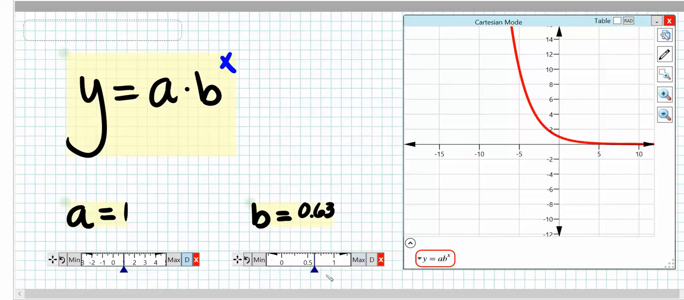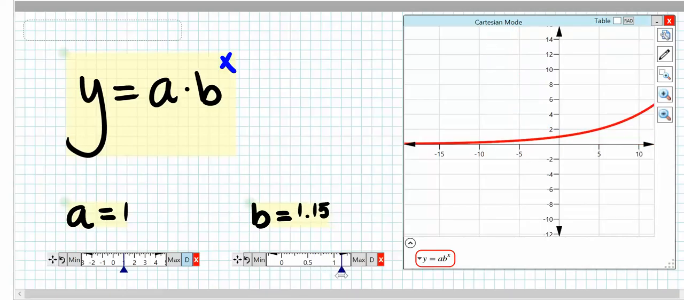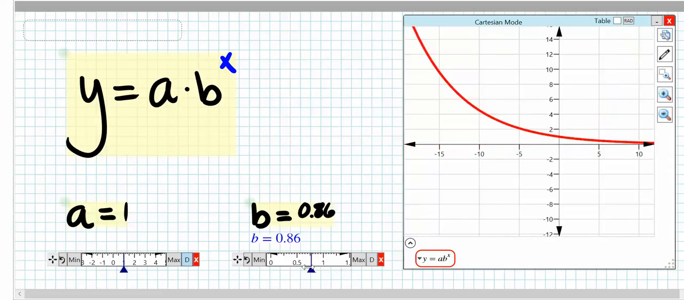What numbers are they between right now? It's between 0 and 1, right? What if I go past 1? Notice I'm at 1.37. I have exponential growth. If I go between 0 and 1, like 0.76, what do I have? I have exponential decay. What do you think would happen if my b was negative?